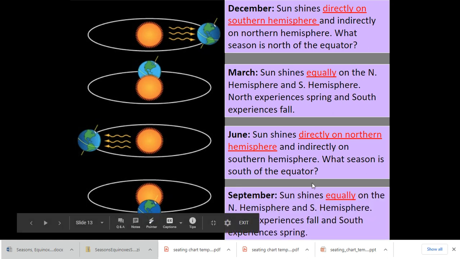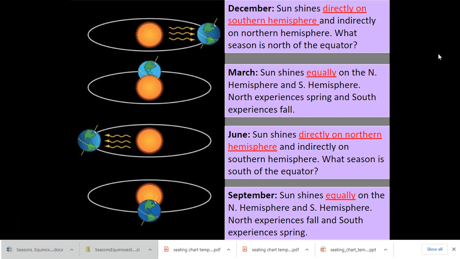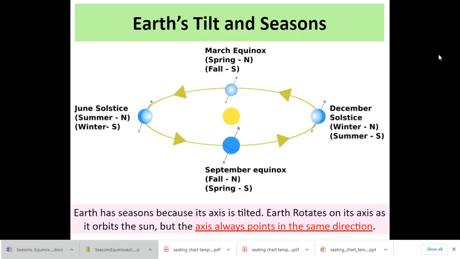Then in September, the sun again shines equally on the northern hemisphere and southern hemisphere. The north is experiencing fall and the south is experiencing spring. Earth's tilt and seasons. Take in this picture, guys. Try to understand exactly when these seasons are occurring.